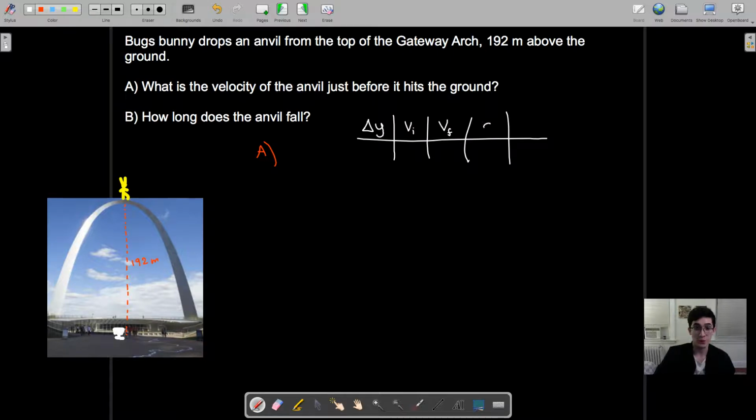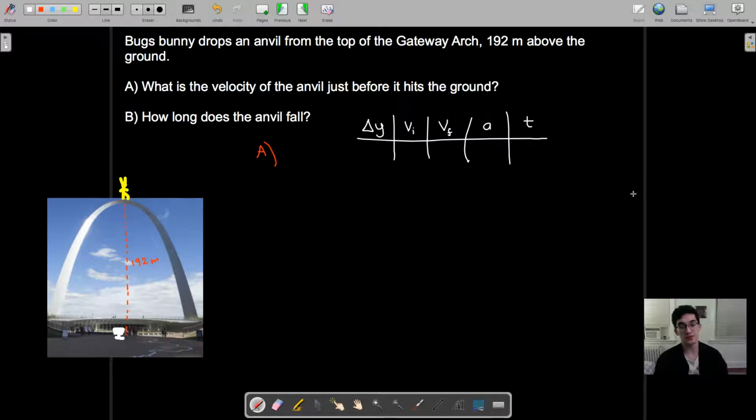Why did I do that? Well, I just want to remind myself that I am working in the vertical axis. I'm working with up and down motion. So instead of change in x, or change in horizontal position, I'm going to say I have a change in y, or a change in vertical position. Delta y is the same thing as delta x. It's a displacement. It's just a notation of vertical versus horizontal, okay?